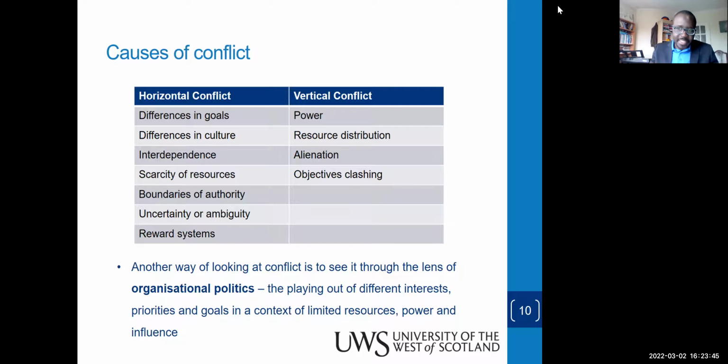Okay, I mentioned a number of causes of conflict, but when you go into your book, you could find a number of types of horizontal conflict, okay, and types of vertical conflict. You find more on horizontal conflict and you find more on vertical conflict. I'll leave you to take a good look at that one.